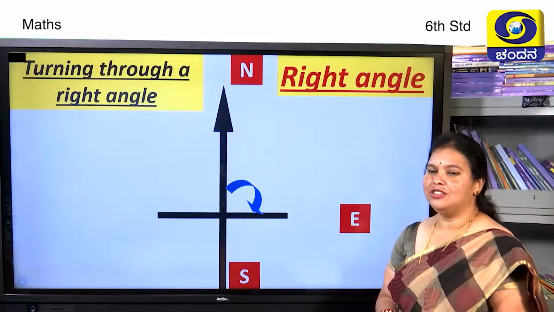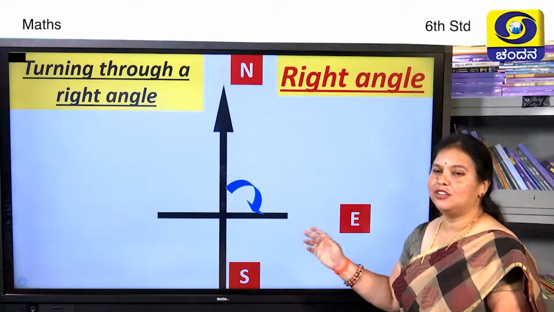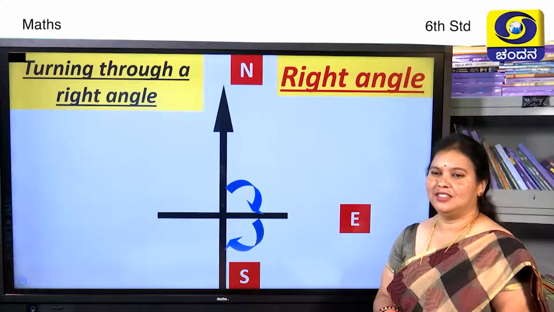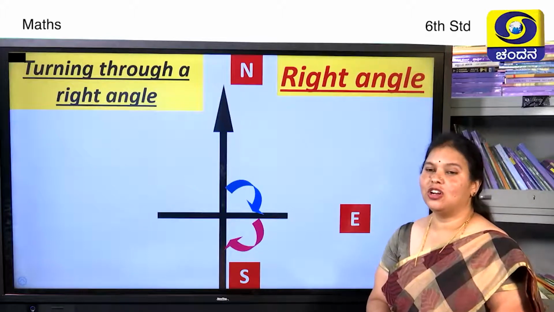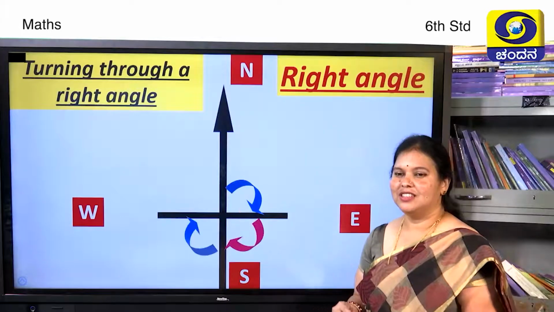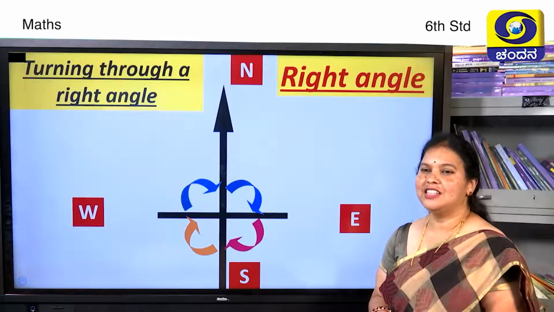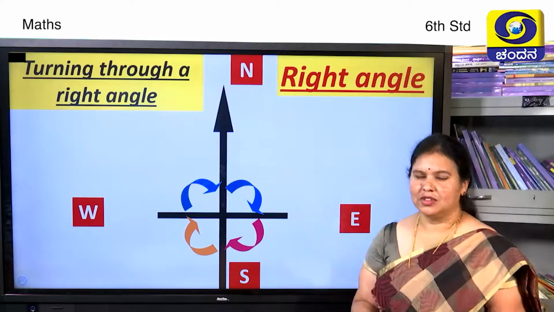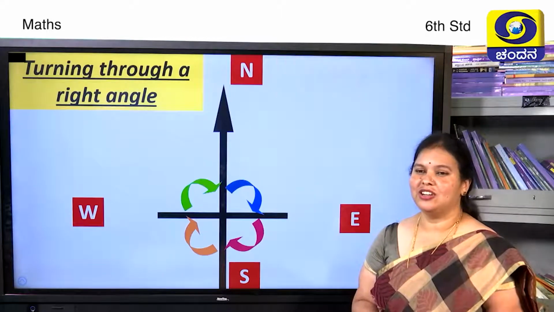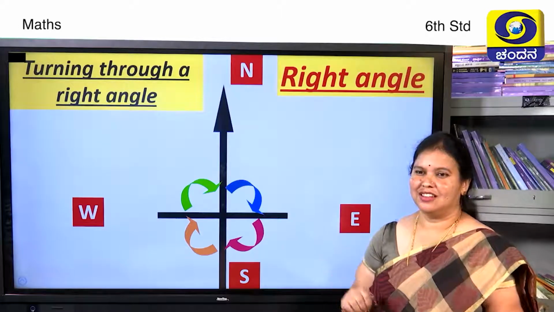Again, if you start your journey from east to south, then again you have crossed one more right angle. Then once again, if you cross one more right angle, you will reach west, isn't it? If you do the same movement again, you will reach north with one right angle. So, you have jumped across all directions with 4 right angles. Understood, children?